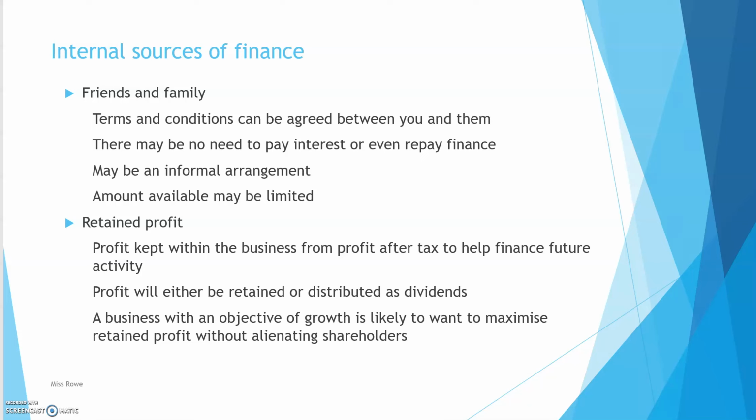So retained profit is kept within the business from profit after tax. That's what you made after tax from the year before, for example. Profit will either be retained or distributed as dividends. A business with an objective of growth is likely to want to maximise retained profit without alienating its shareholders. So these are examples of the internal sources.